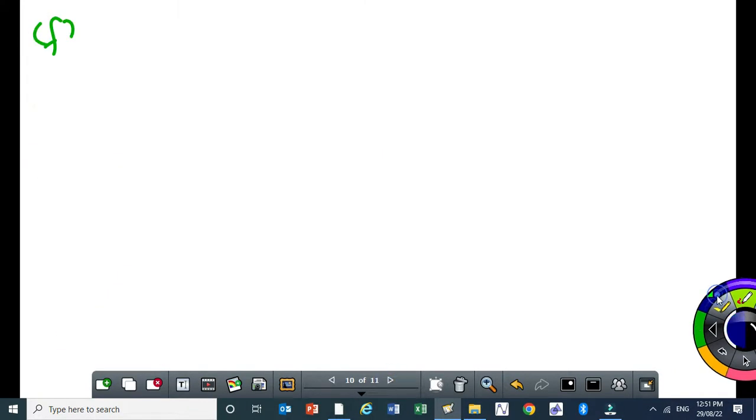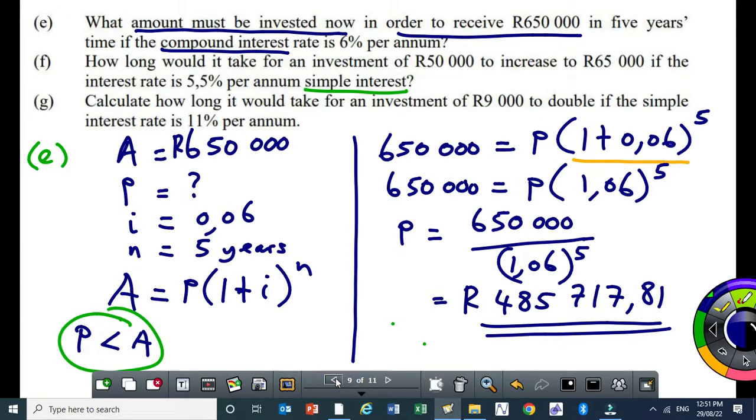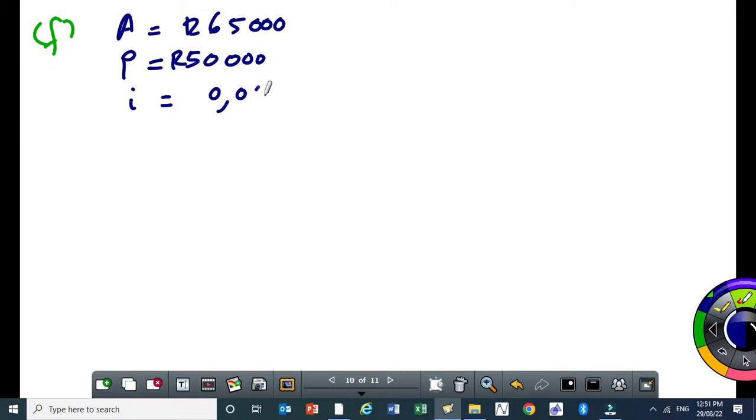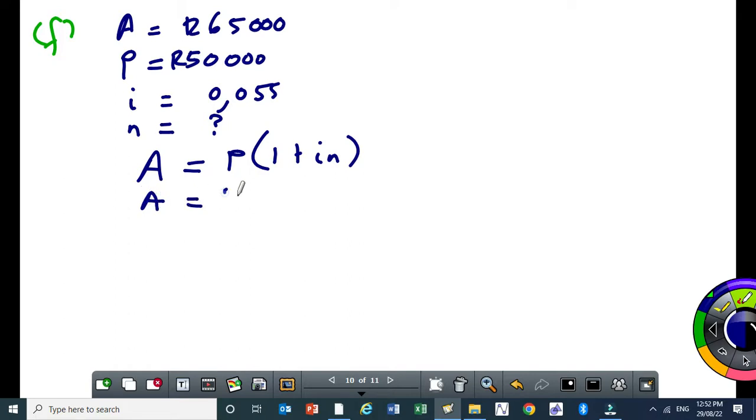So, you want to do the question? Your A is 65,000, P is 50,000, right? The interest rate is 5.5, so that's 0.055. And we don't know n because the question is asking for time. It says how long. So you write your formula first: A equal to P times (1 plus i times n). Then I would suggest that you remove the brackets, so this would be A equal to P plus P times i times n.